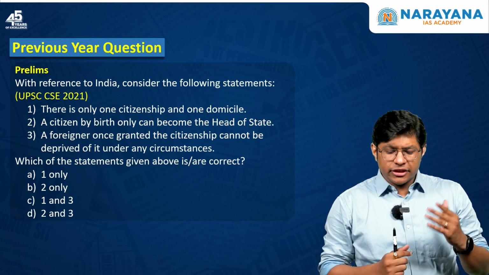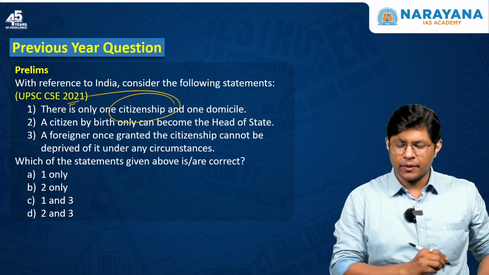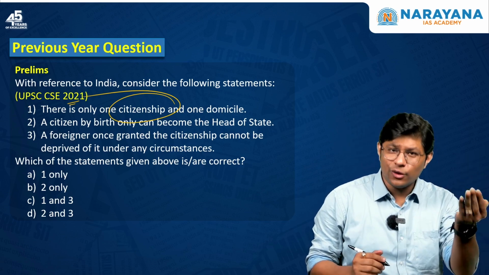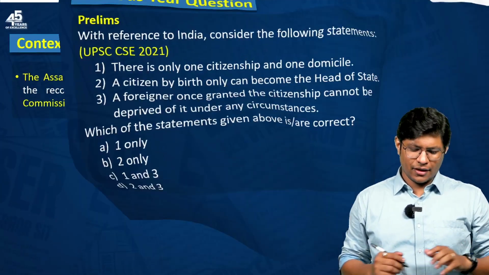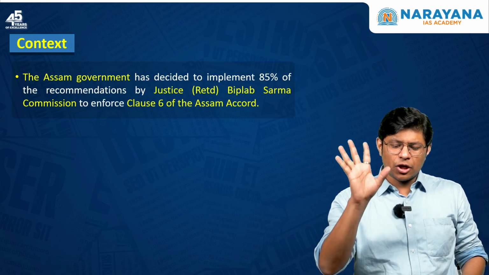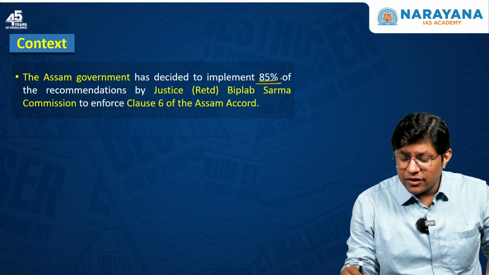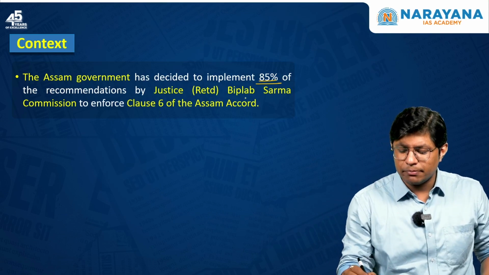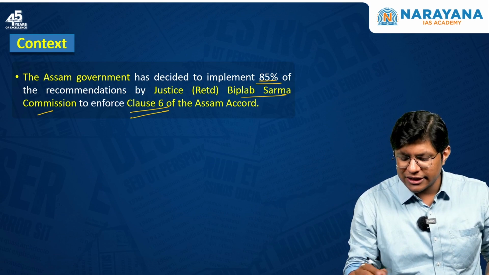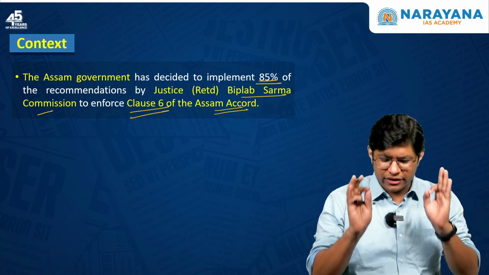A previous question was asked in the year 2021 on citizenship. Now, the Assam Accord is again related to citizenship. How? We'll understand it. Now, what is the context? The context is that the Assam government has decided to implement 85% of the recommendations of the Justice Biplab Sarma Commission to enforce Clause 6 of the Assam Accord. Don't worry, I'll explain each and everything one by one.